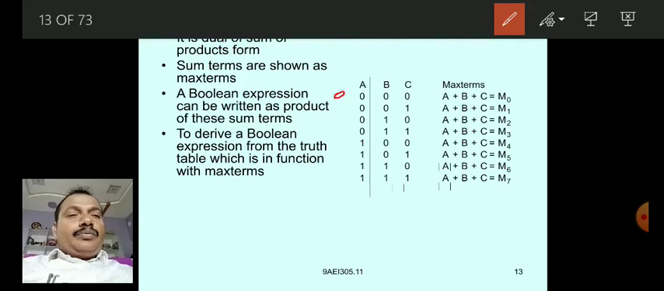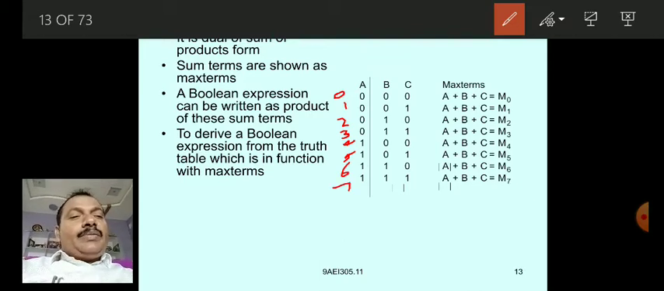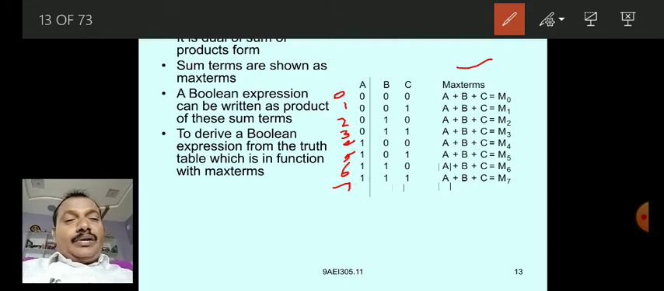This is 0, 1, 2, 3, 4, 5, 6, 7. So how to write the max terms? Max term value is always 0. So A is 0 means you take it as A, not A bar. B is also 0, hence B, plus C. A plus B plus C. So max term 0.